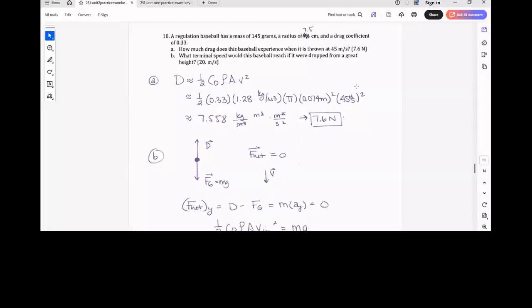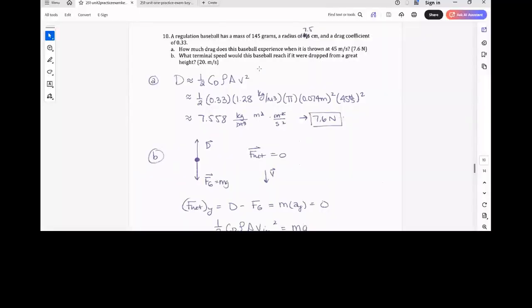It's 1.28 kilograms per cubic meter. And then the speed we're given is 45 meters per second. So if I plug in those values, what I will get is a force, because everything except for 1 kilogram, 1 meter, and then 2 or squared seconds, everything but that cancels out. We're left with 7.6 newtons of drag when the ball is moving at this speed here.